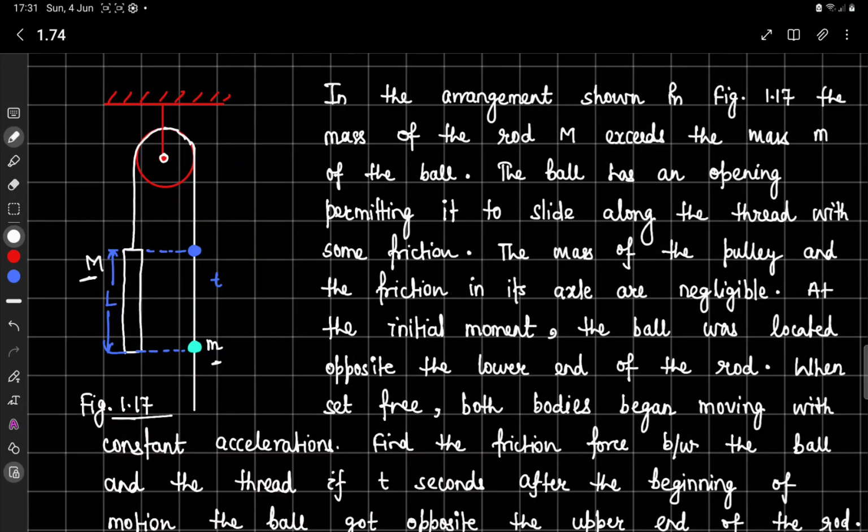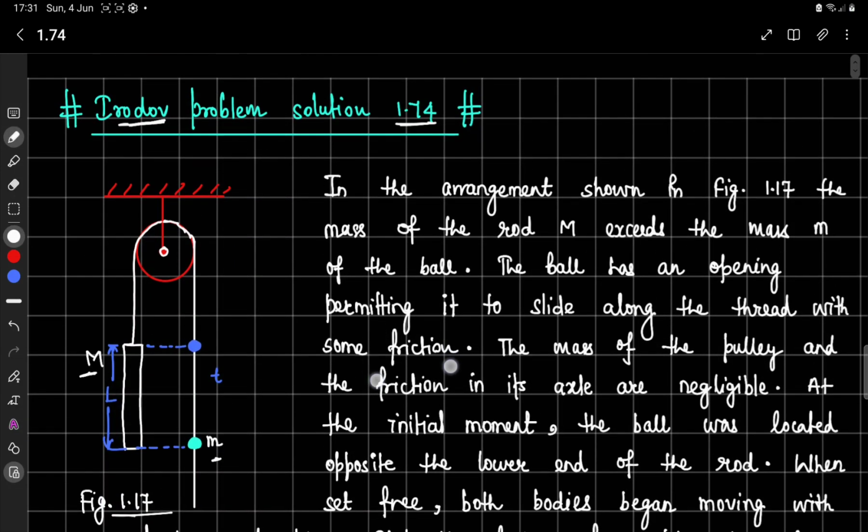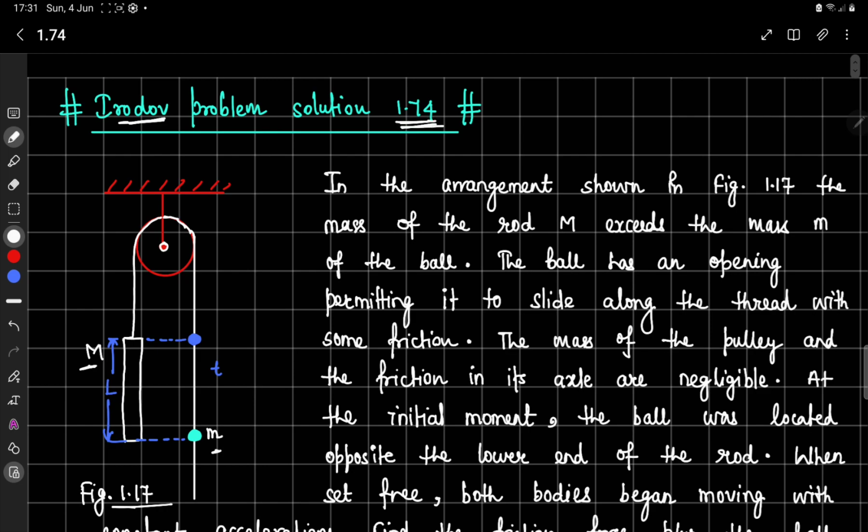In this video, we are going to solve problem number 1.74 from Irodov. Let us first read out the problem and then we will solve it step by step.